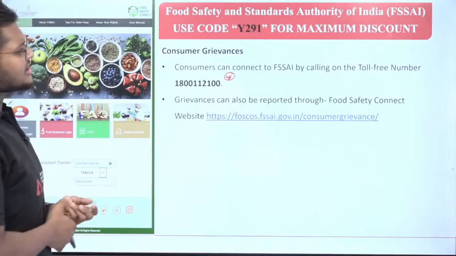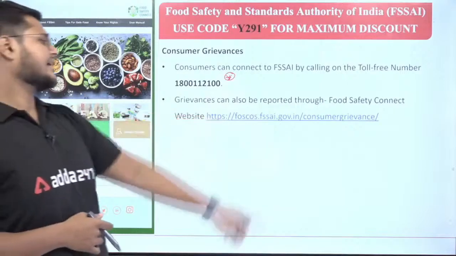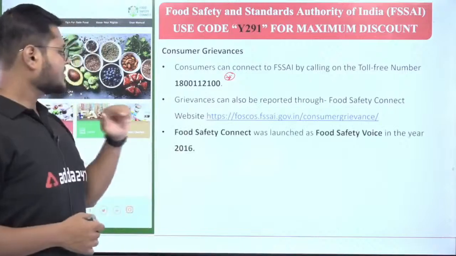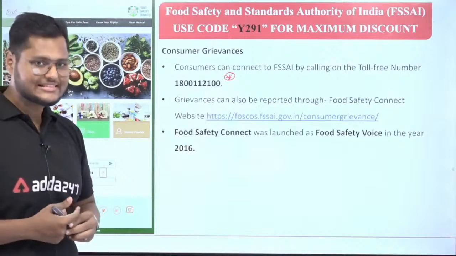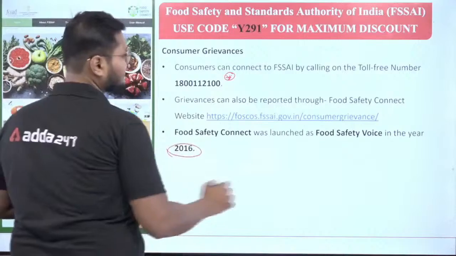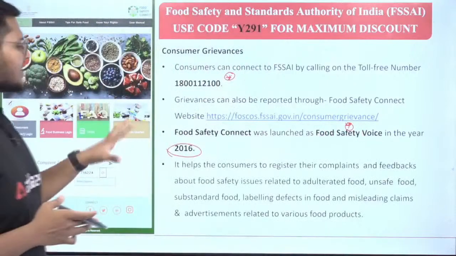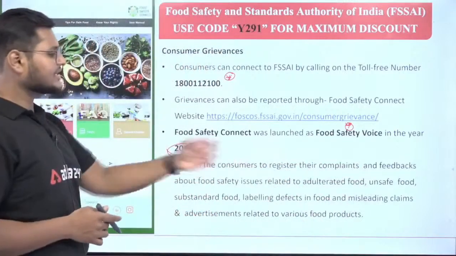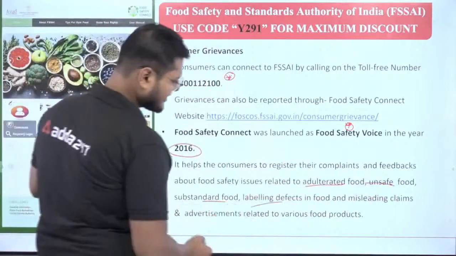Grievances can also be reported through the Food Safety Connect website, that is foscos.fssai.gov.in, consumer grievances. Next, Food Safety Connect was launched as Food Safety Voice in the year 2016. Keep this in mind. Next, it helps the consumers to register their complaints and feedbacks about food safety issues related to adulterated food, unsafe food, substandard food, labeling defects in food.